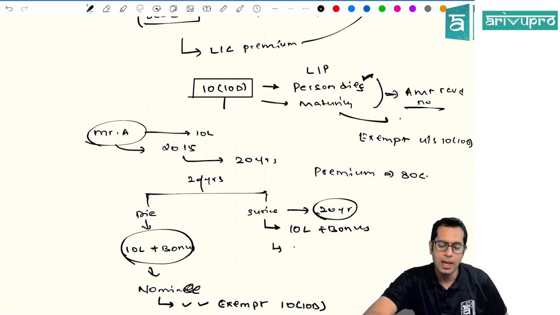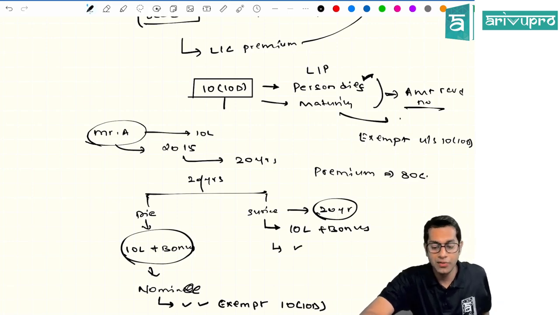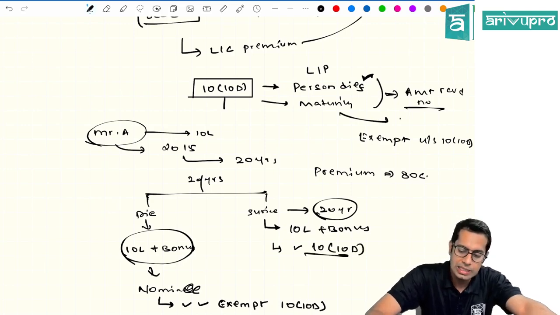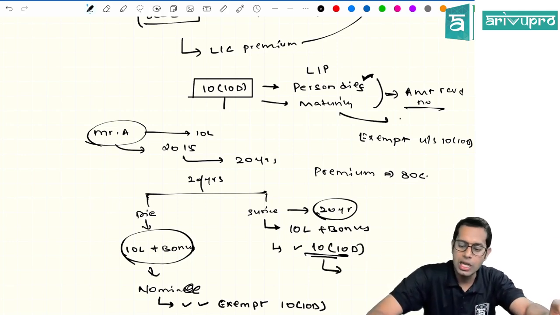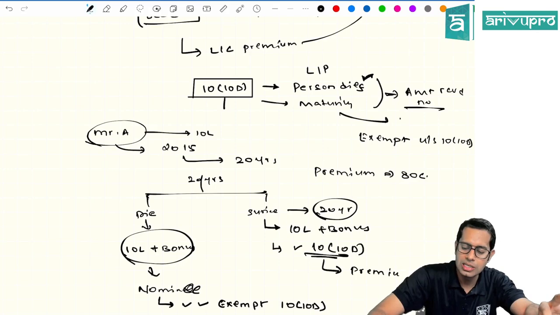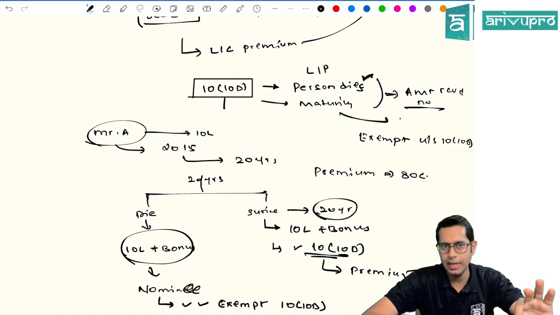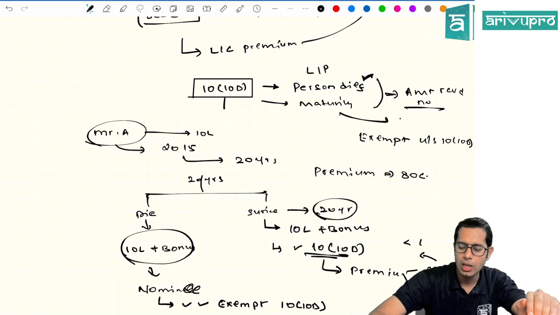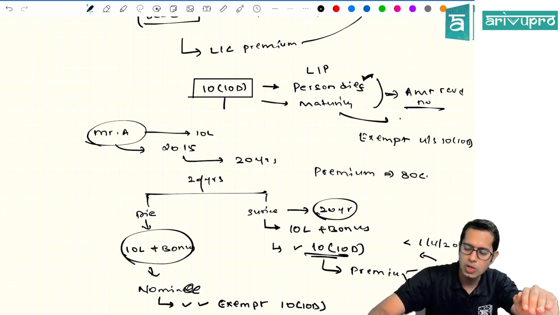Now what happens over here? After this 20 years period, when he is surviving, whatever amount he has received will be exempt under section 10(10D) only if the premium paid by him for this policy is up to 20% of the sum assured if the policy was taken before 1/4/2012, and 10% of the sum assured if the policy is taken on or after 1/4/2012.